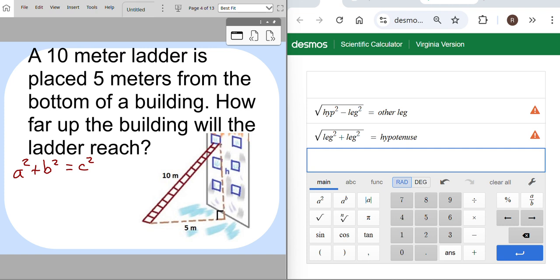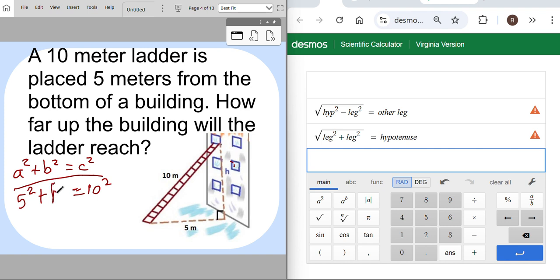Now, we've been working a lot with area and perimeter, but this is different. This is asking for the length of a side of a right triangle. So to find that, we're going to use the Pythagorean theorem. We already have the hypotenuse, so we're going to put hypotenuse squared there. Then one of the legs is 5. So 5 squared plus, we don't know the other one, but they call it h.